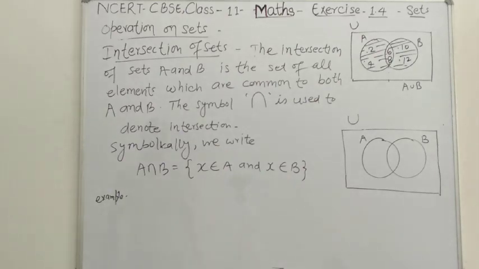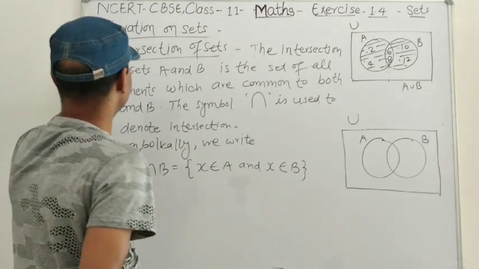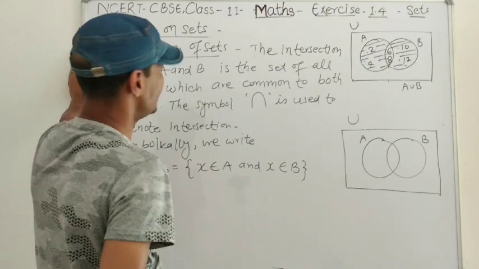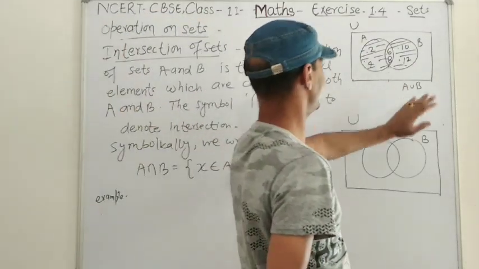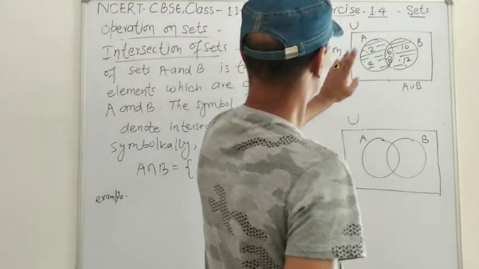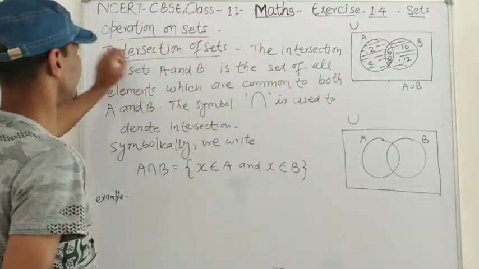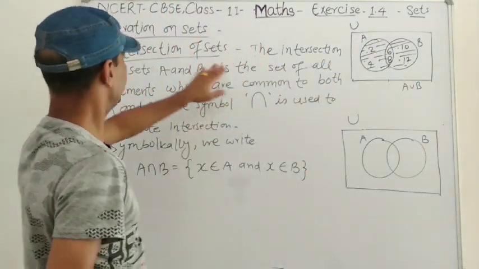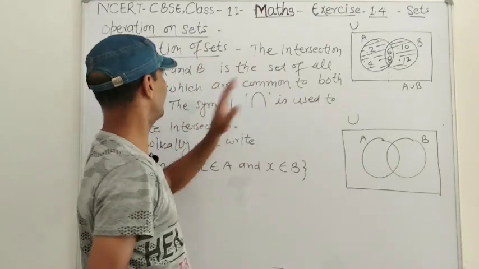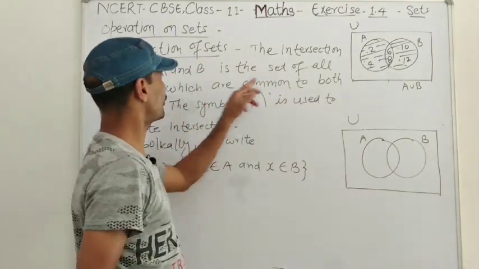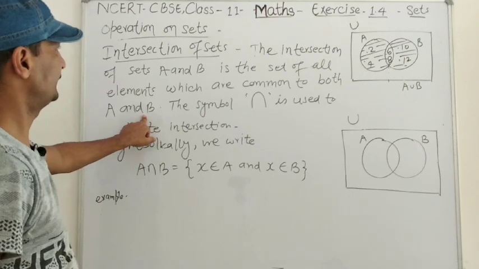Now see the next operation on the sets. The second thing is intersection of sets. Just now we have done union of sets, A union B, which we can represent like this by the Venn diagram. And next is intersection of sets. The intersection of sets A and B is the set of all elements which are common to both A and B.